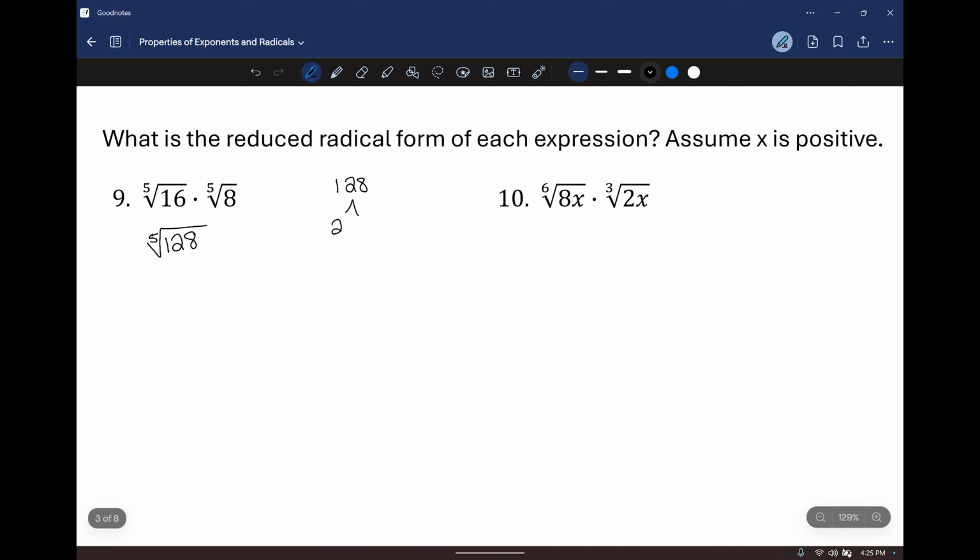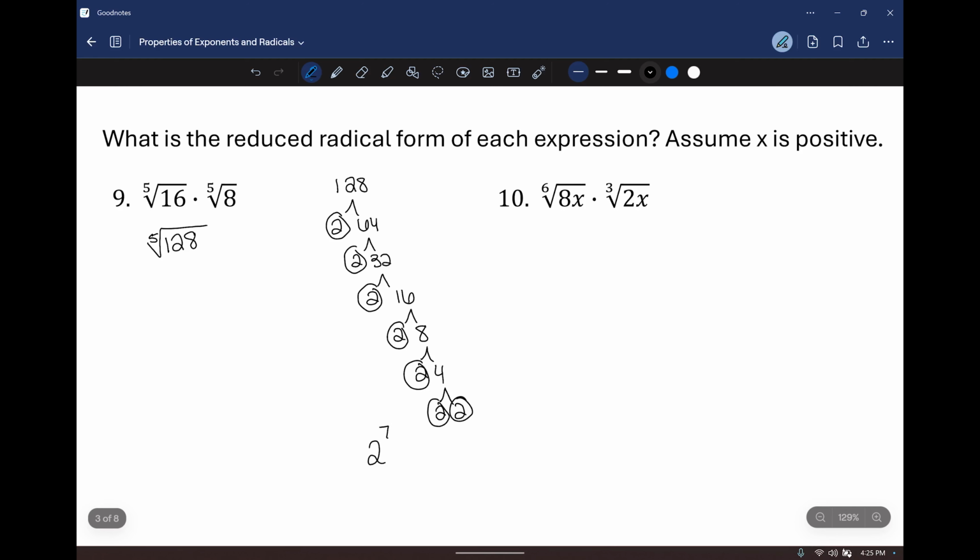So I have 2 and 64. 64 is 2 and 32. 32 is 2 and 16. 16 is 2 and 8. 8 is 2 and 4. And 4 is 2 and 2. That gives me 1, 2, 3, 4, 5, 6, 7 2's.